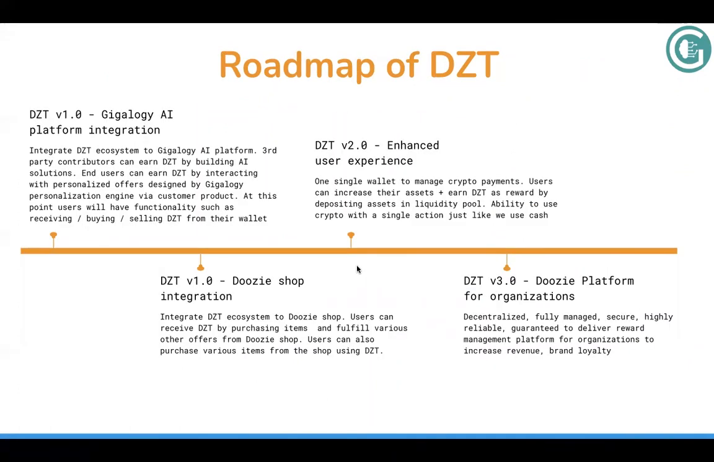Okay, we got a new question. Usually if you buy or sell crypto, you have to pay the tax if you are in profit. What about Doozie token?